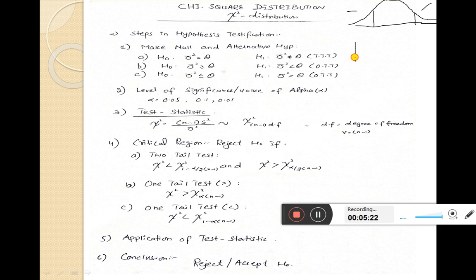But when we are talking about the chi-square distribution shape, it is also like a normal distribution.